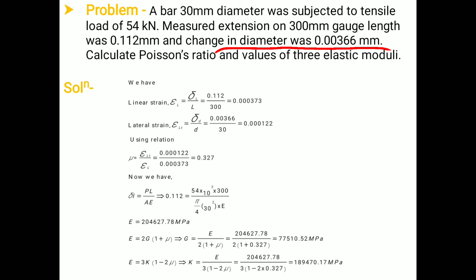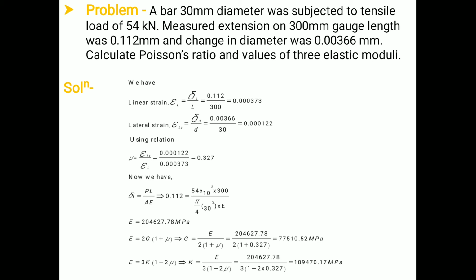From the given data, we have to find out the value of Poisson's ratio, mu, and we have to find out the value of 3 elastic moduli. Means we have to find out the value of mu, E, G, and K. Now how to find out all those values?